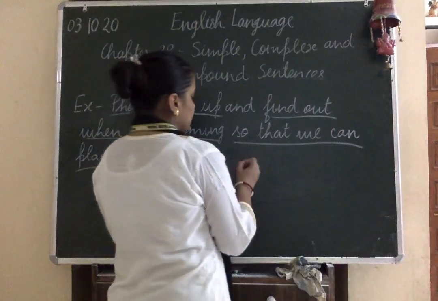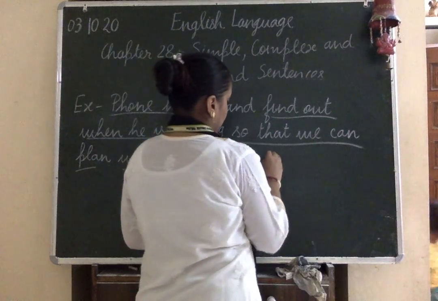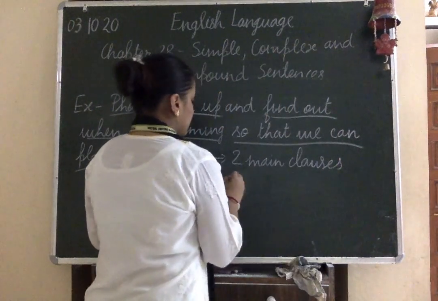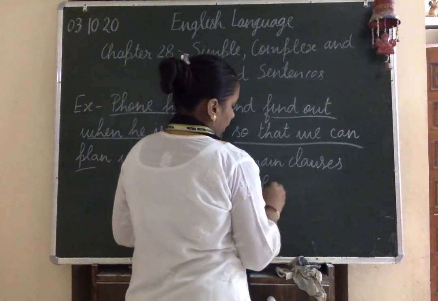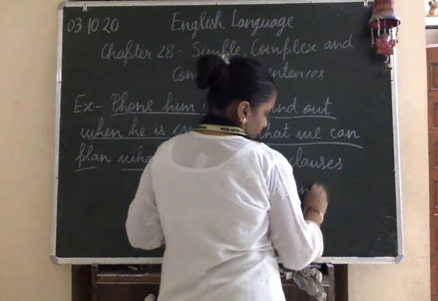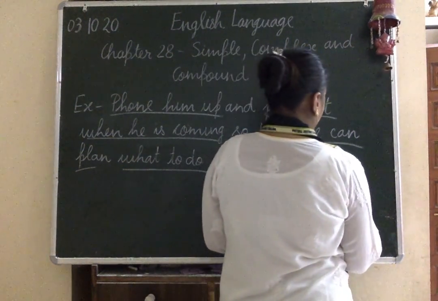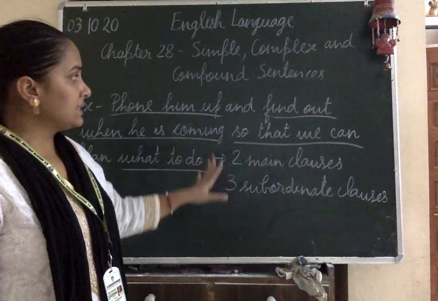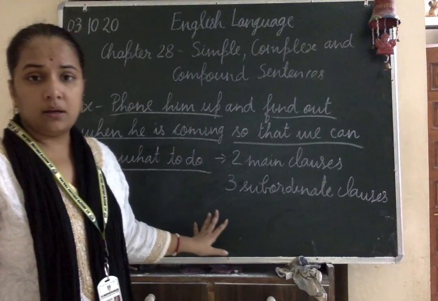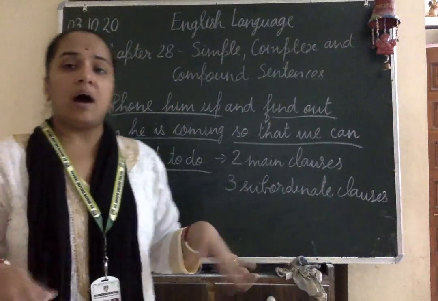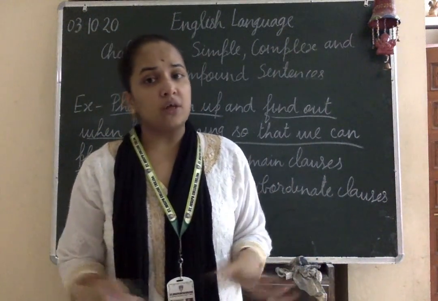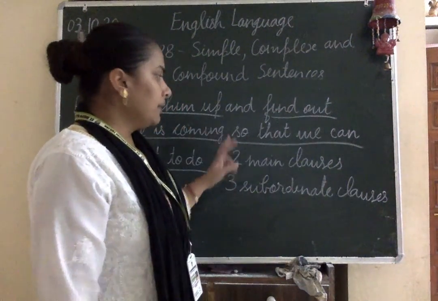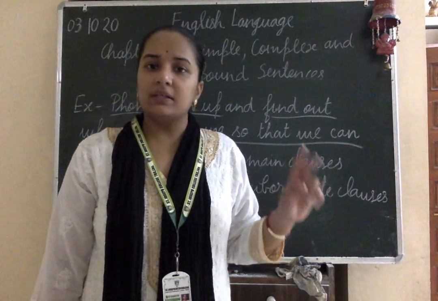So in this way, the sentence has two main clauses and three subordinate clauses. So now here you can see in this way, a compound sentence can have as many main clauses and subordinate clauses as possible. But the essential requirement is there has to be at least two main clauses.